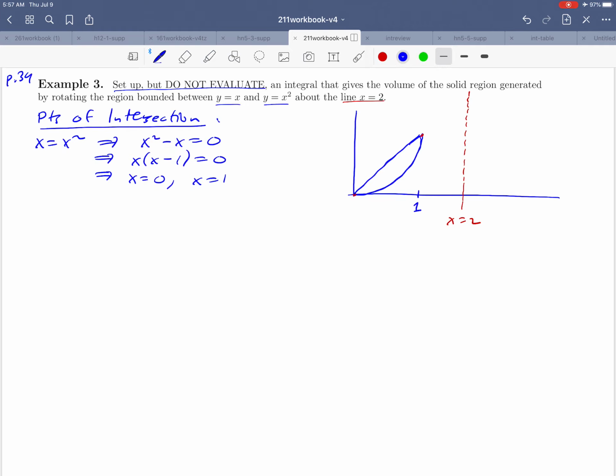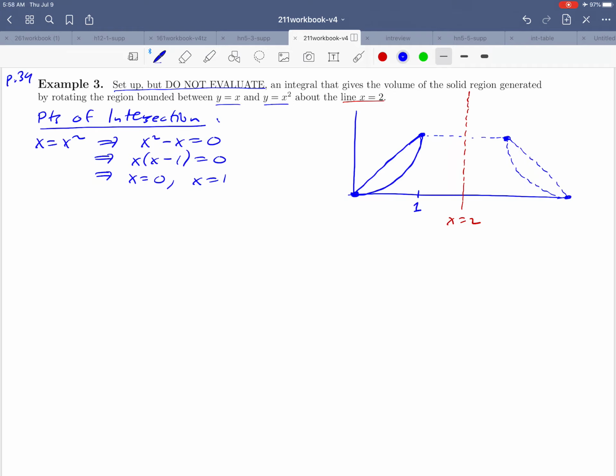So think of x equals 2 as being a big mirror, and every point is going to go straight through that mirror and come out an equal distance on the other side. Okay, so this point's going to wind up here. This point is going to wind up way over here. And the mirror image is going to look like, I'll draw it dotted. Okay, kind of like that.